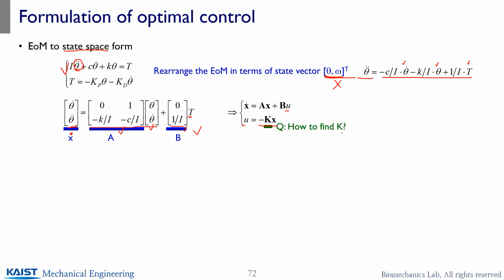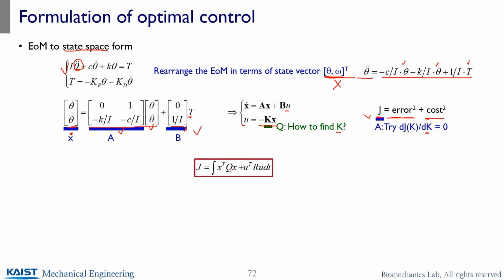So how do we find this gain K? Gain K, as we mentioned in earlier slides, should minimize the objective function, minimizing not only the performance error but also the control cost. That's the goal. How can we find the gain K that will minimize J? To formulate this, we use the linear quadratic regulator problem.